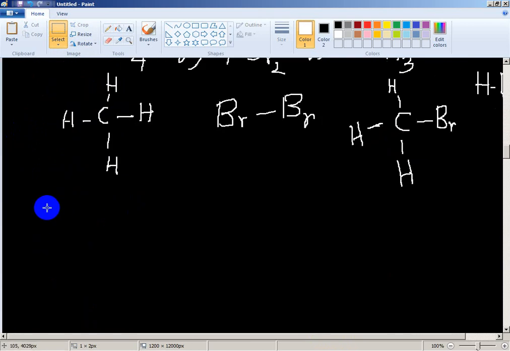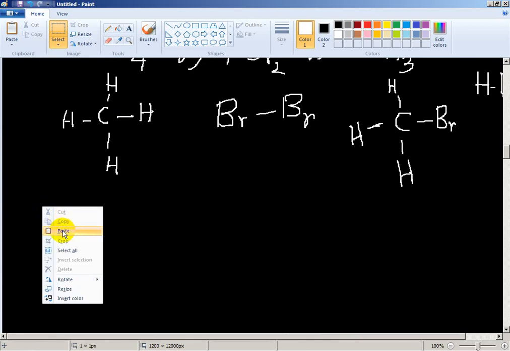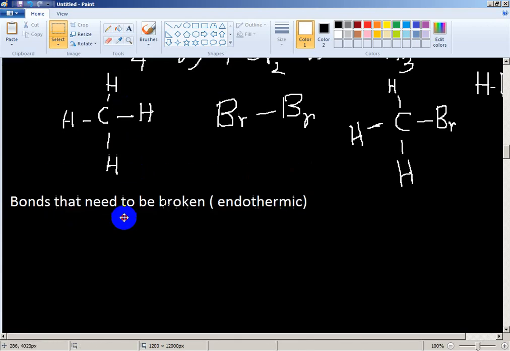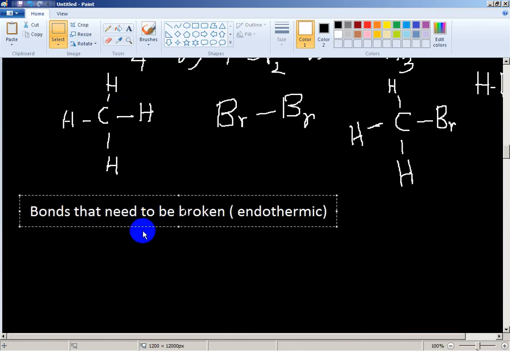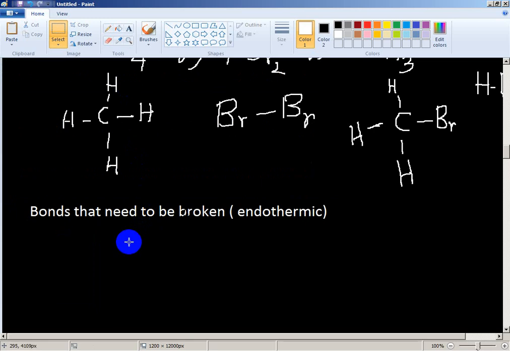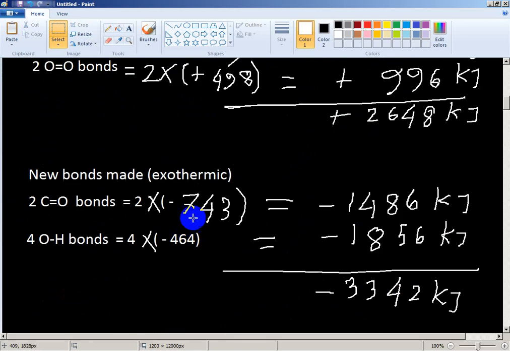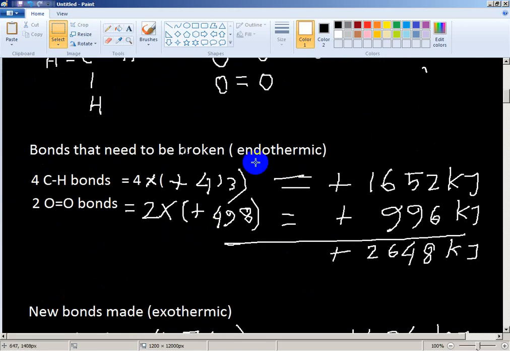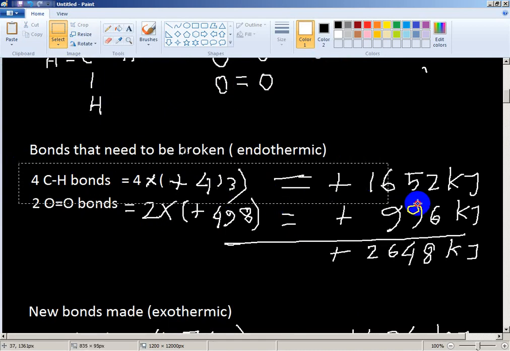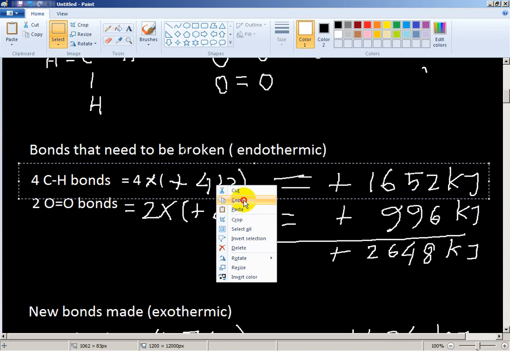You have to write bonds that need to be broken. Okay, this is the 4 bonds, and these things can be copy pasted. This one also. Are you understanding this thing?